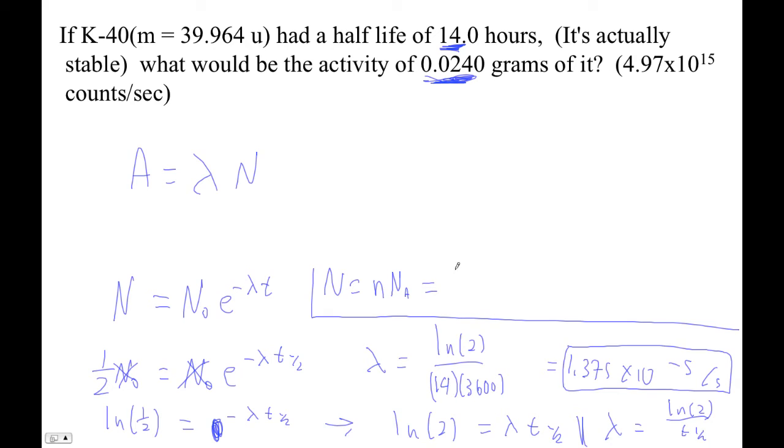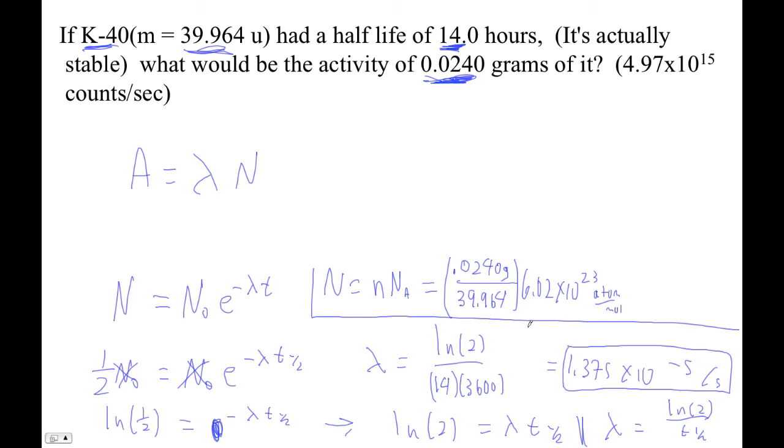And the number of moles is 0.0240 grams divided by the grams per mole, which is 39.964. You can look that up in your isotopic reference. I think I'll probably give them to you, but I haven't actually written those yet. Okay, so 6.02, and if I don't give it to you, you can just look it up, 6.02 times 10 to the 23rd, and this is atoms per mole.